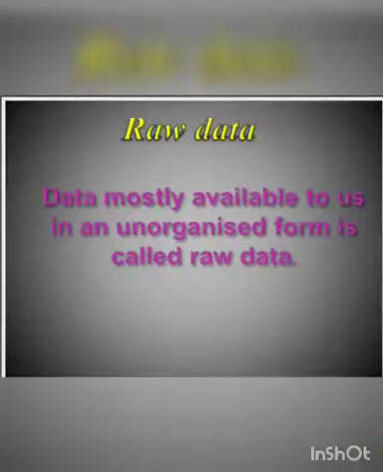Next is raw data. So what is raw data? Data mostly available to us in an unorganized form is called raw data. Children, if I ask you the marks of the PA2 examination, randomly you are going to say your marks. So that is not in an organized form, that is not in an order. So that data which I collect is called raw data.